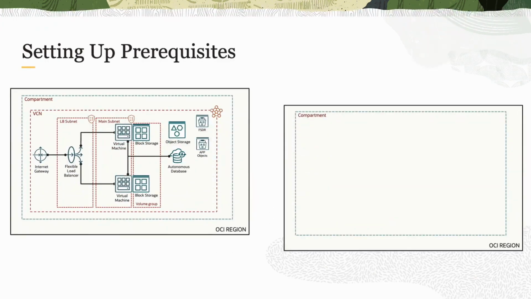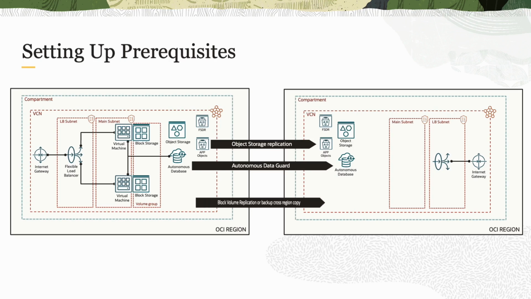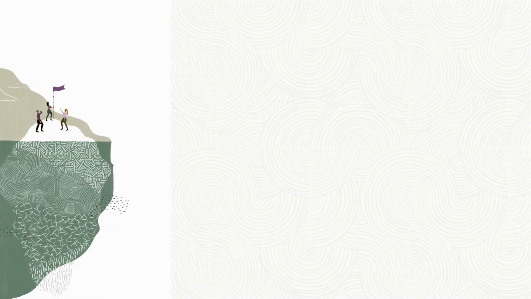Continuing the list of the prerequisites, I have to recreate the network components in the standby region. If you are using Terraform and Resource Manager, that can considerably speed up the process. Once the network is mirrored in the standby region, I have also to set up Object Store Replication, Autonomous Data Guard, and Block Volume Replication. For the block volumes, it's either replication or cross-region backup copy. After those steps, the actual full-stack disaster recovery service setup can start.